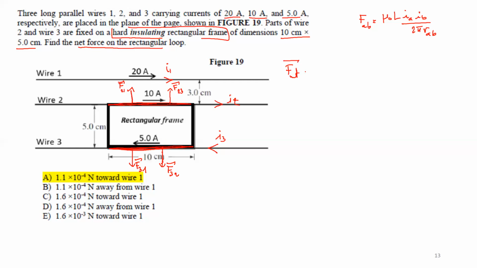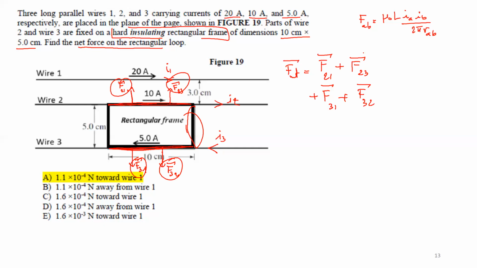So my net force on my rectangular wire, here, of course, nothing happens because it's insulating. So nothing happens here. So my net force will be what? F21 plus F23 plus F31. Okay, so basically this one plus this one plus this one plus this one plus F32. Okay, do you agree with me? Okay, do you agree with the directions?